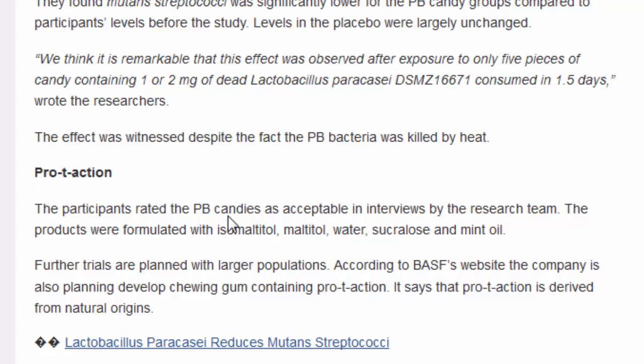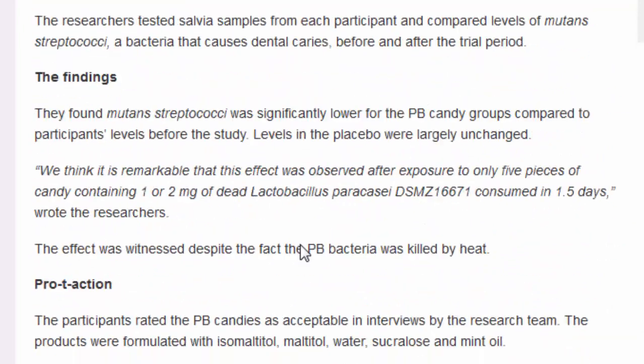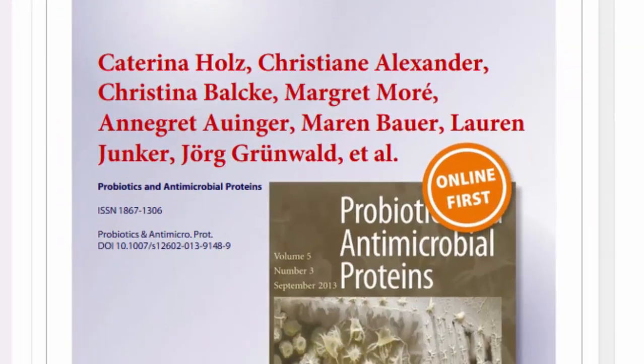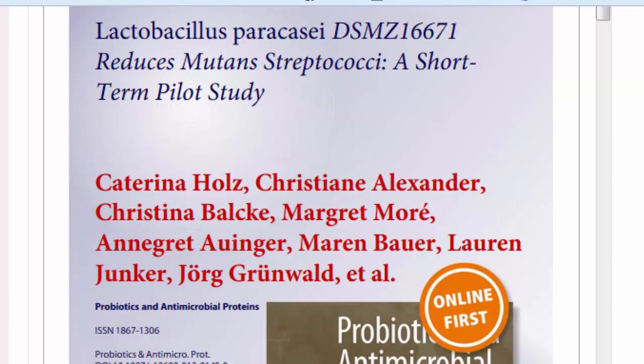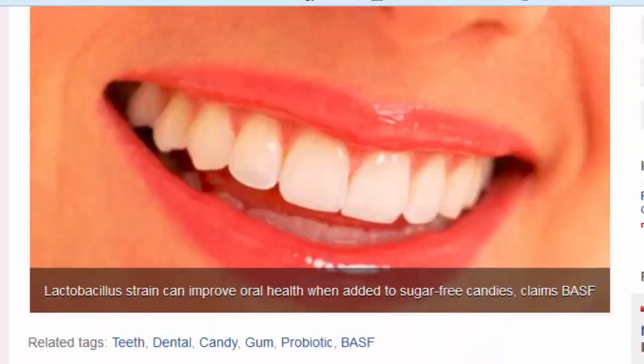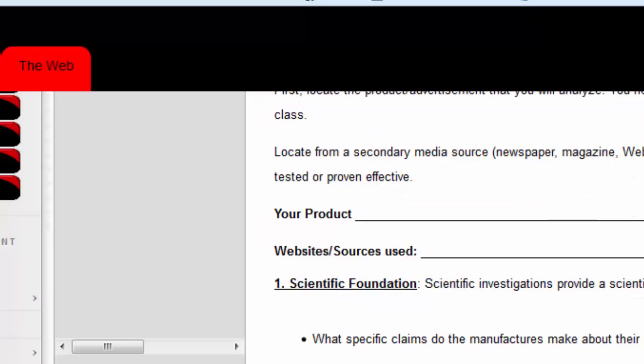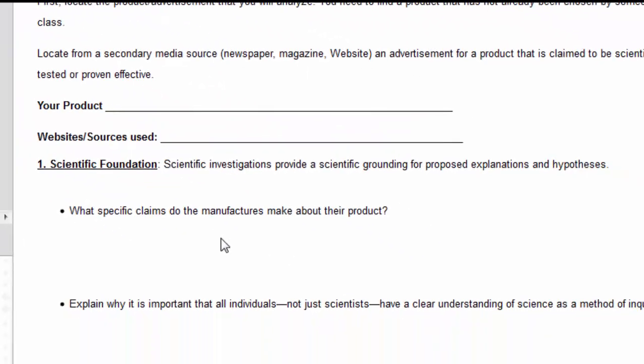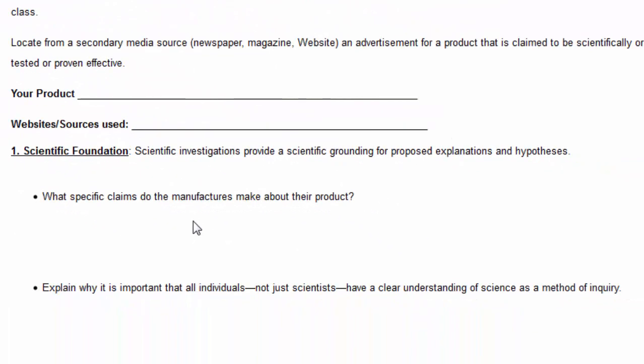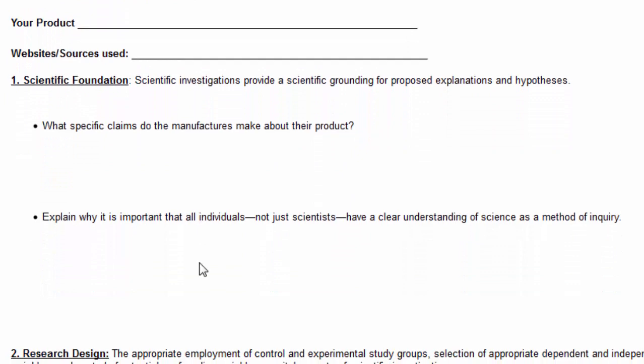Let's see what the participants said. They said it tasted fine, so there was nothing there. And you'll see they put in here where it was published. That lactobacillus, this one microbe, does reduce mutant streptococci, so we have a really solid research thing going on there. Now, let's go back here. We have what specific claims. It says if you eat their candy, you're going to get fewer cavities.